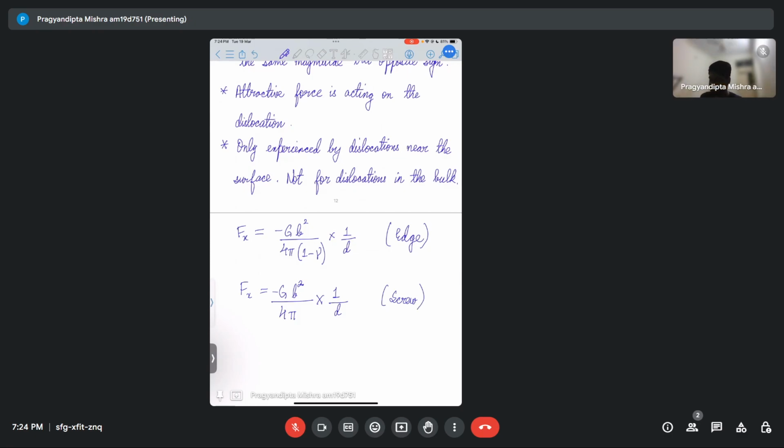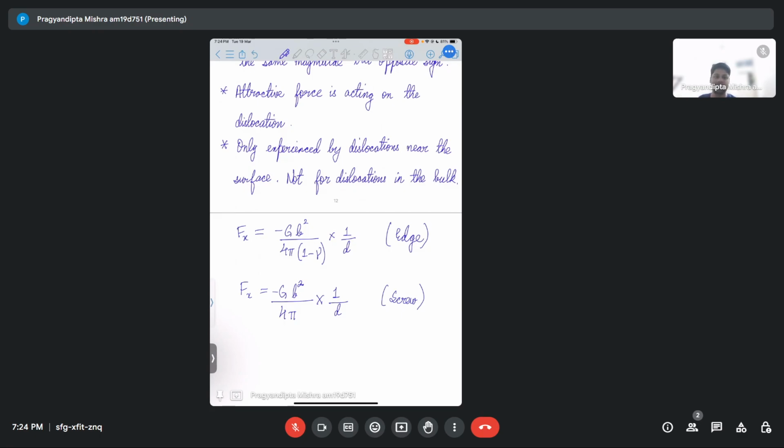So as you can see, the expressions are exactly the same, just that we don't have the 1 minus nu term in the denominator. Only if the Fx is greater than the lattice resistance will we see some motion in the dislocation. Otherwise, there will be no motion. Also, you can see that there is a negative sign for Fx. That signifies the dislocations are on opposite sides. Okay, so this is about image force.